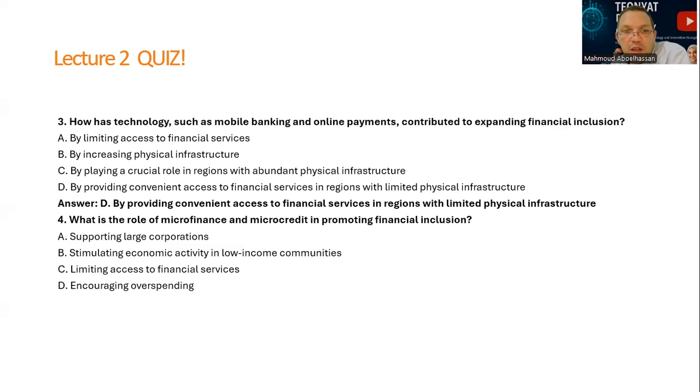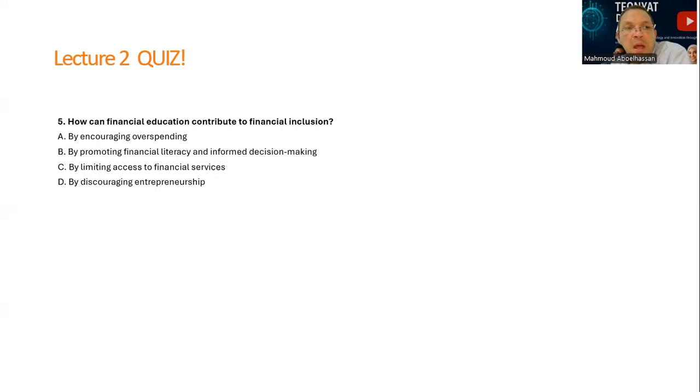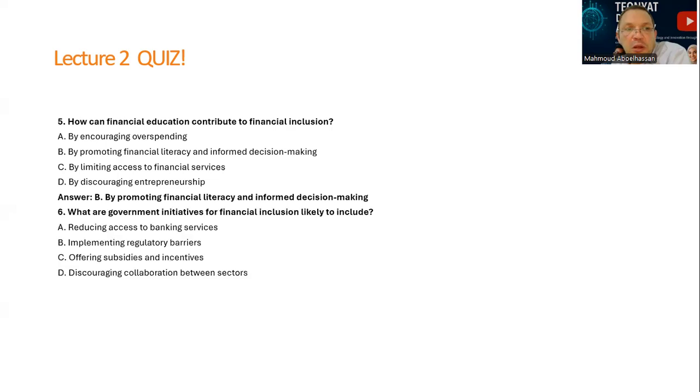What is the role of microfinance and microcredit in promoting financial inclusion? Supporting large corporations, stimulating economic activities in low-income communities, limiting access to financial services, encouraging overspending? The right answer is stimulating economic activities in low-income communities. The answer is B. How can financial education contribute to financial inclusion? By encouraging overspending, by promoting financial literacy and informed decision making, by limiting access to financial services, by discouraging entrepreneurship. Sure, by promoting financial literacy and informed decision making.